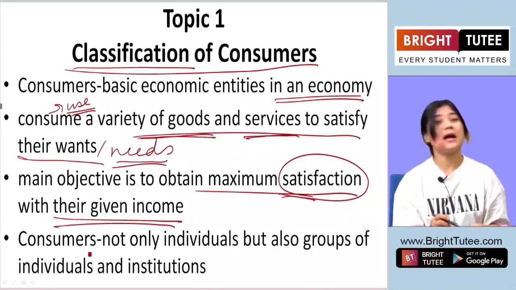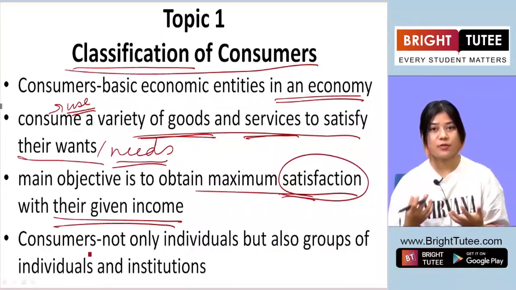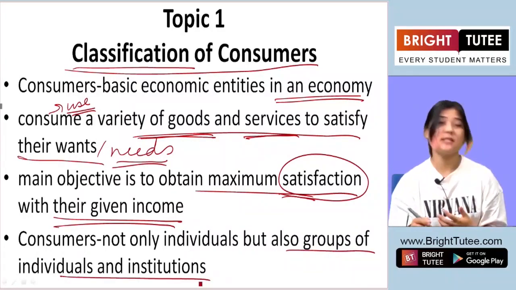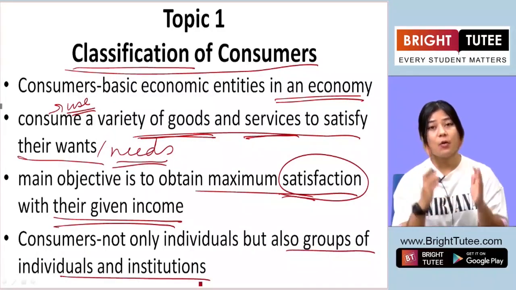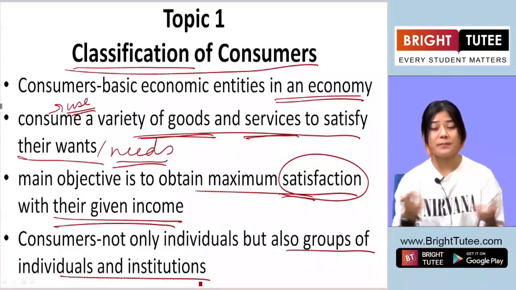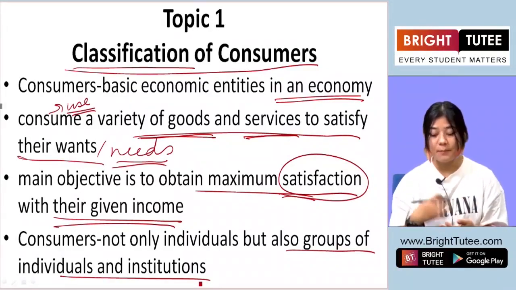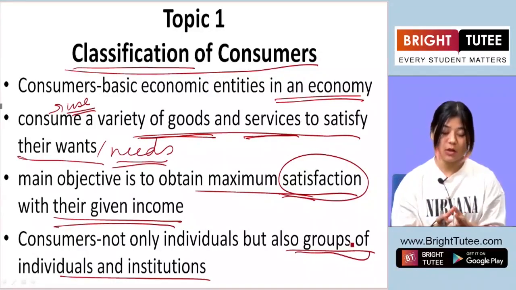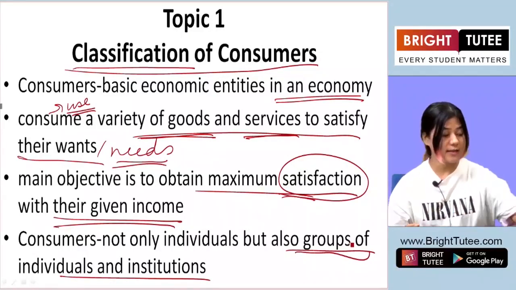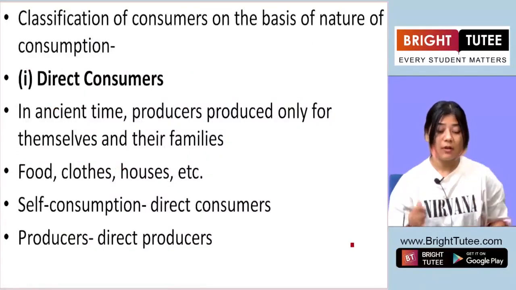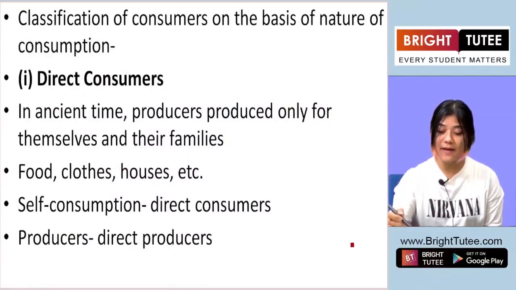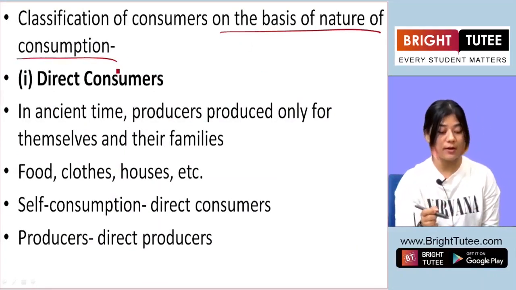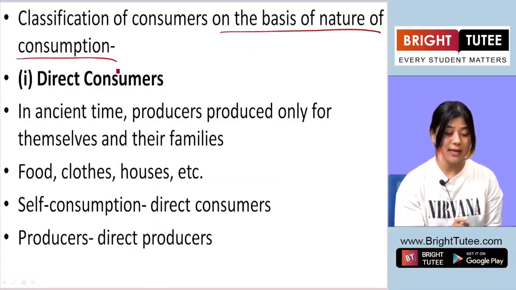Now consumers are most of the time individuals, but there are also groups of individuals and institutions. It's not always one person, it's not always people who are consumers, but most of the times it's also groups of individuals or institutions, alright. Now consumers can be classified on the basis of nature of consumption. Alright, so let us look at the classification.